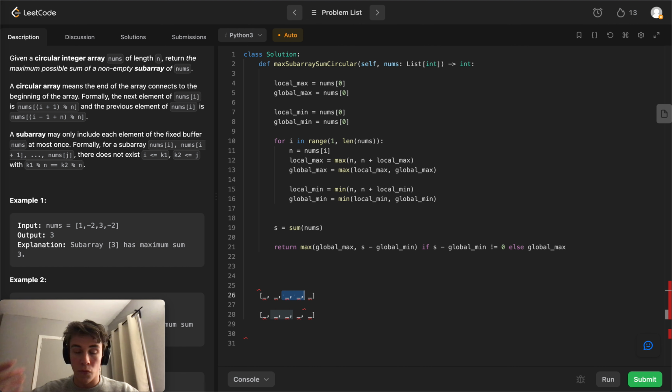Now, this approach wouldn't work, for example, if you needed to return the indices of where those subarrays end or start, but I'm sure that there's going to be a question coming up similar to that. So, yep.